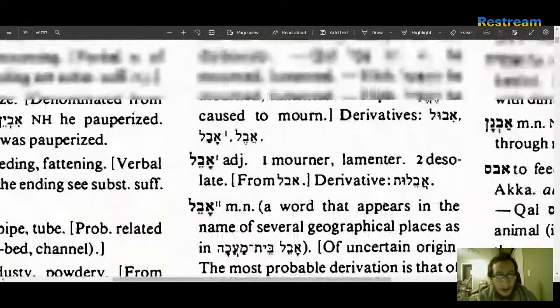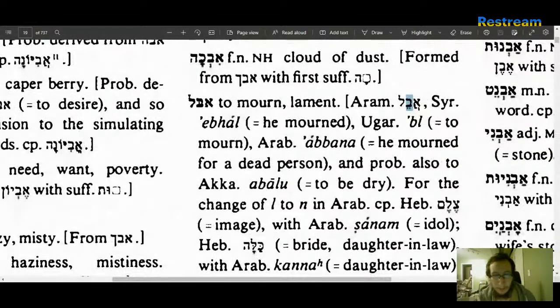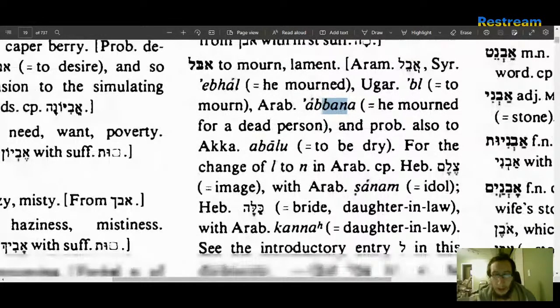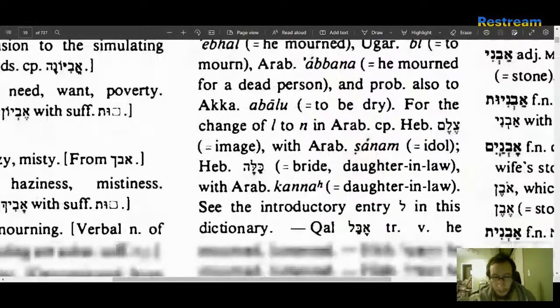Okay, so abal. So we saw abal means mourn or lament. Aramaic has it, Ugaritic has it, and also means mourn in Ugaritic. The Akkadian abal means to dry. Arabic has N instead of L, abana. So for the change of L to N in Arabic, that occurs in other examples. For example, Hebrew, zalam, Arabic, zanam. Same word, but the L was changed into N.